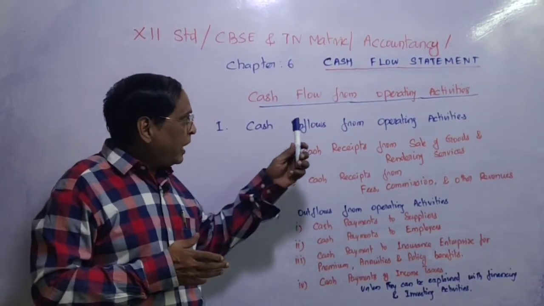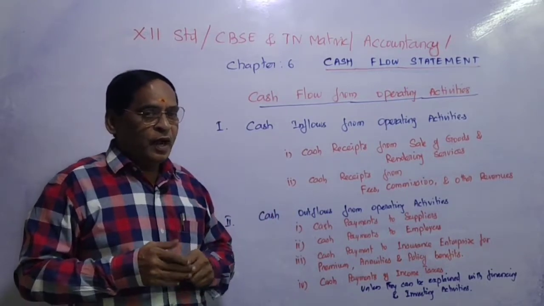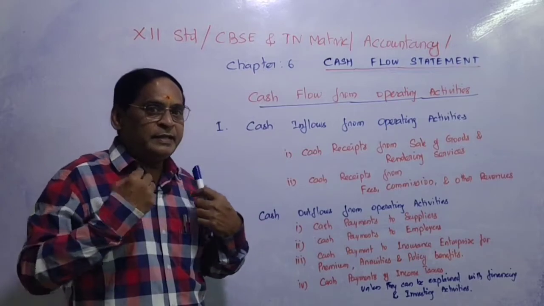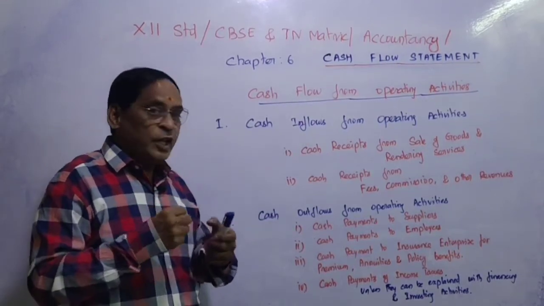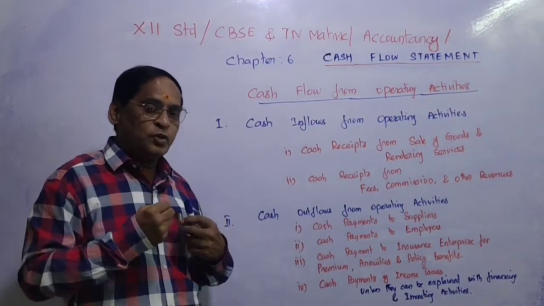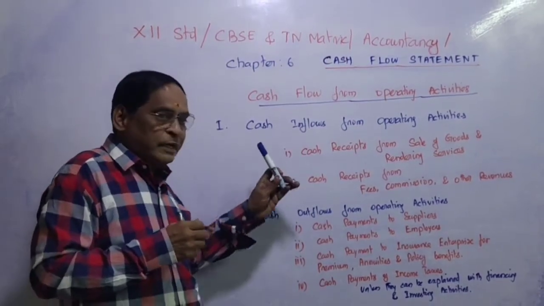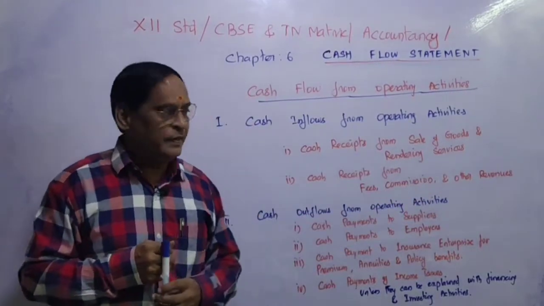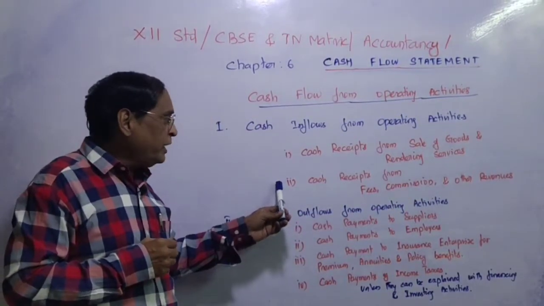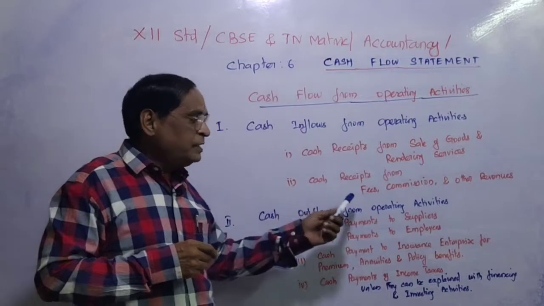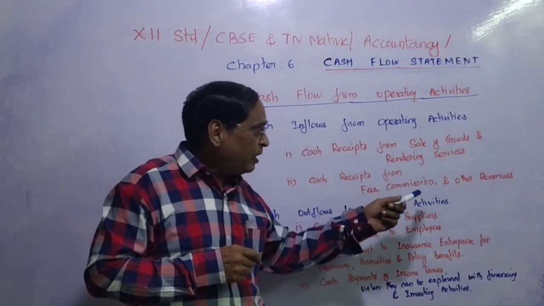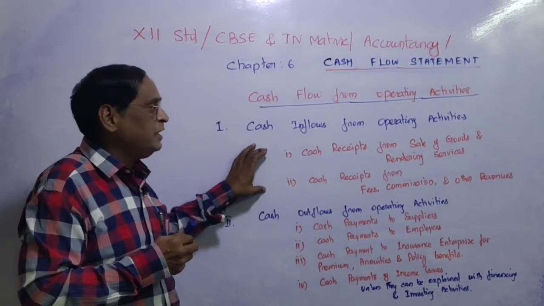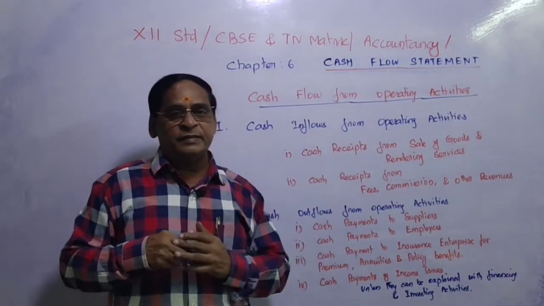There are both cash inflows and outflows. Under what circumstances is there cash inflow? For example, if we make a sale, we will receive cash. If we render a service, we will receive cash. So cash is coming inside. So the cash receipts from sale of goods and rendering services, and the next one is cash receipts from fees, commission or any other income. These two are cash inflows from operating activities.